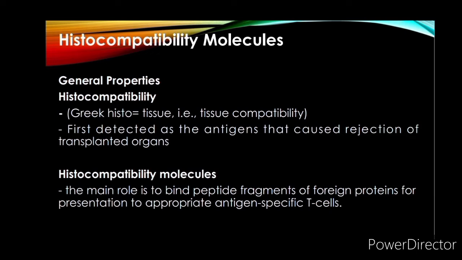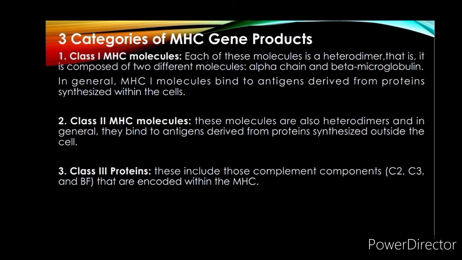Thus, the main role of histocompatibility molecules is to bind peptide fragments of foreign protein or antigens for presentation to appropriate antigen-specific T cells. So, based on their chemical structure, tissue distribution, and function, MHC gene products are classified into 3 categories. So, the first category is the class 1 MHC molecules.